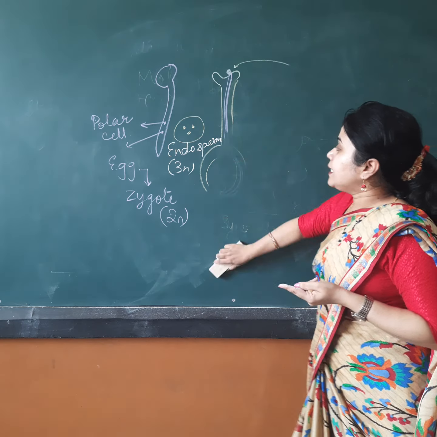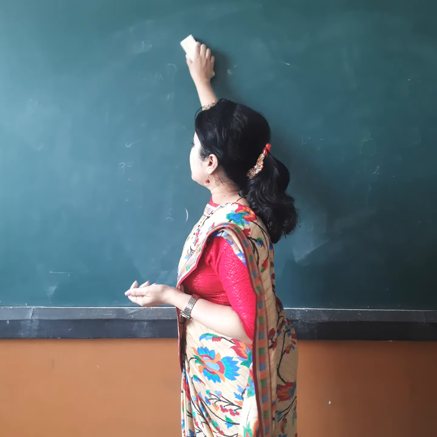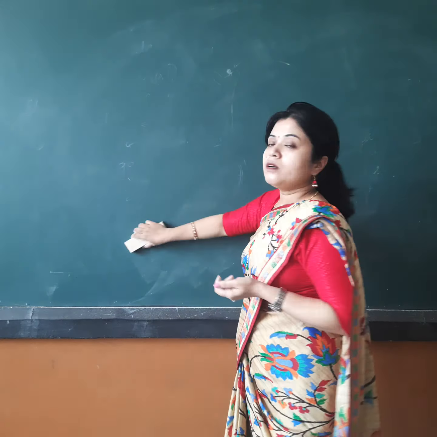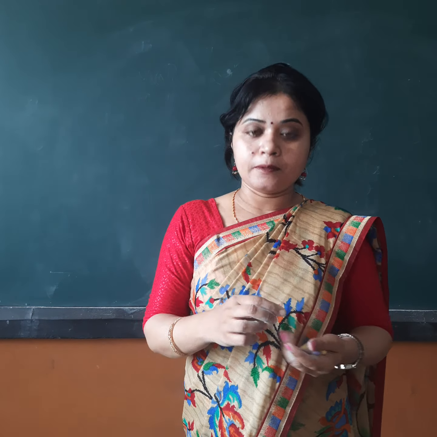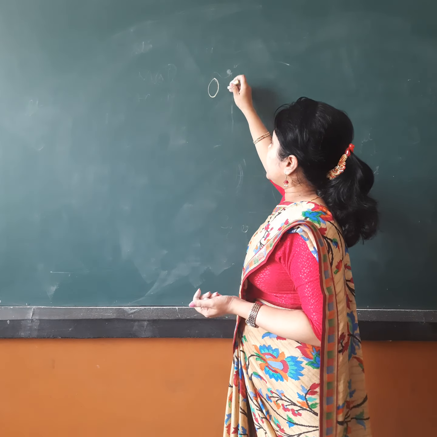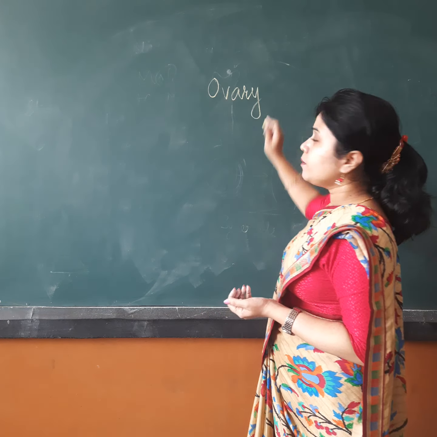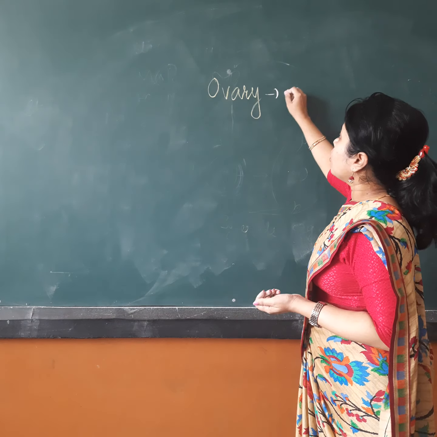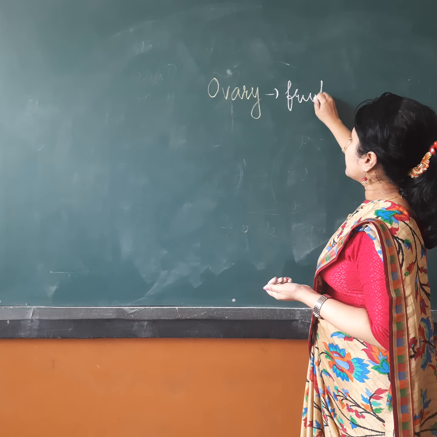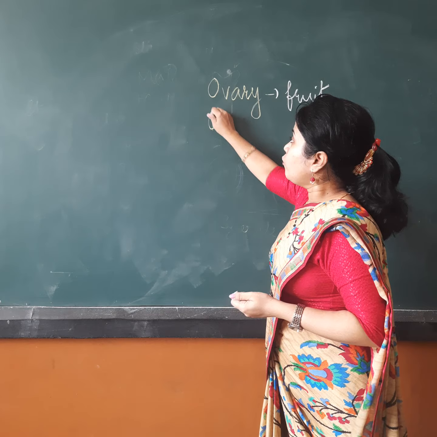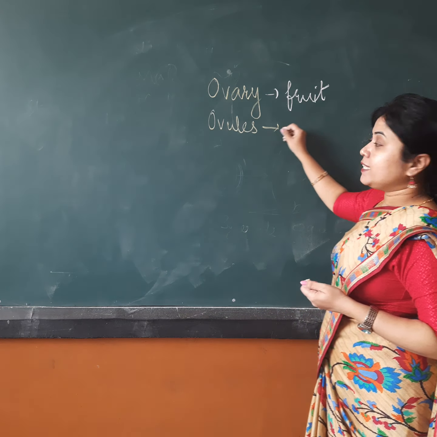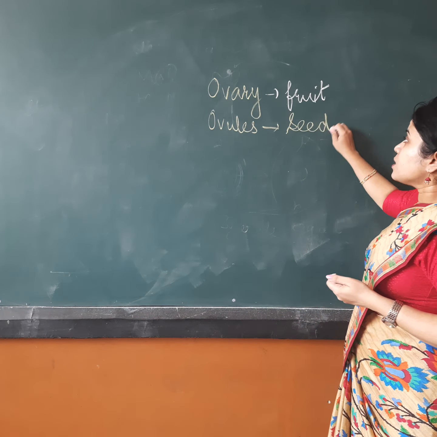Now what are the changes that take place in the plant after fertilization? After fertilization, there will be no changes as such in the plant, but the changes are going to take place in the flower. In the flower, the ovary will change into your fruit. The next one is the ovule. That ovule changes into the seed because this seed is having the growing embryo with it.